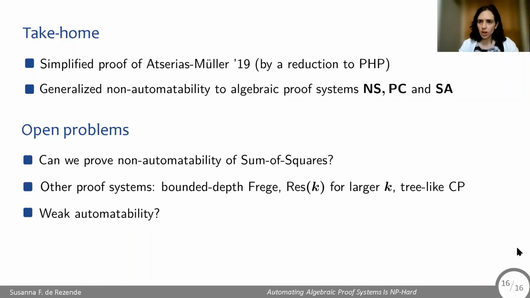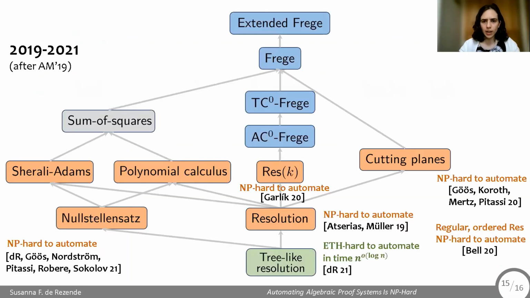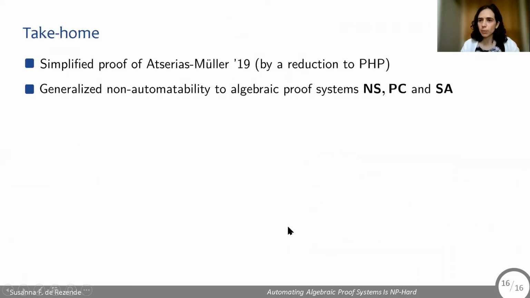Then there's the question of weak automatability. So for example, for resolution, we would like to know if you're allowed to run in polynomial time on the size of the smallest resolution refutation, can you find the refutation in a possibly much stronger proof system? So far, what we know is if we go back to this landscape, we know that we cannot find refutations in Sherali-Adams, polynomial calculus, cutting planes, but not for all proof systems. So perhaps we could find an extended Frege refutation in polynomial time on the size of the smallest resolution refutation. So this is completely open.